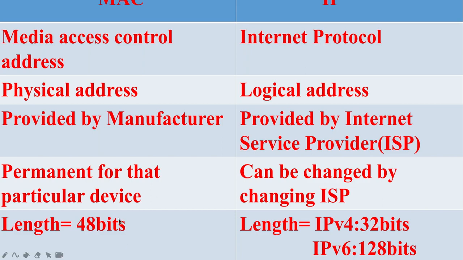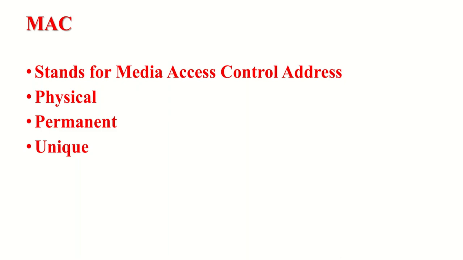And here is the length. The MAC address is 48 bits, and the length of IP is 32 bits and 128 bits, because we have two versions of IP, that is IPv4 and IPv6. Now let's come back to our MAC address.